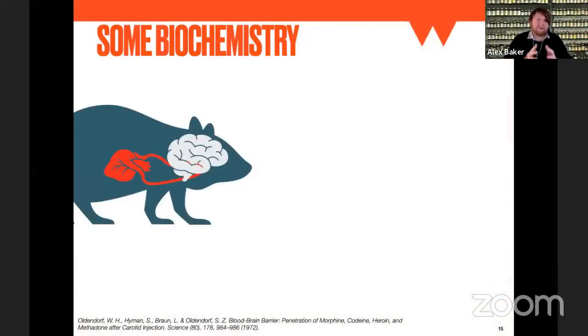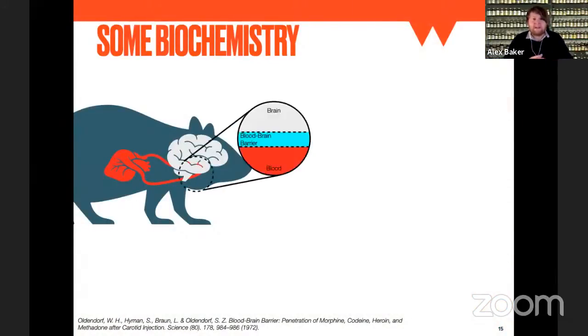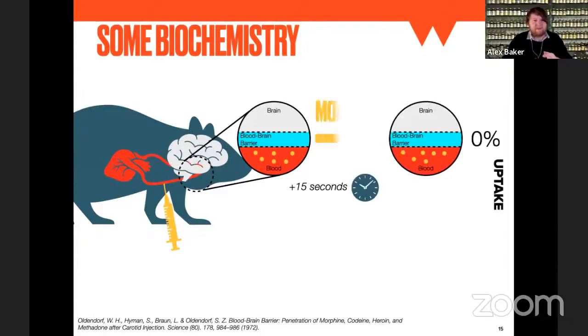Well, there was an experiment carried out in 1972, and it was carried out on rats. The experiment was set up to look at how easily opioids, morphine and heroin moved across the blood-brain barrier. Now, this is a very thin layer that separates your blood from your brain tissue. In this experiment, they took the rats and they injected some of them with morphine. Then after 15 seconds, they decapitated the rats and looked at the amount of morphine on either side of the blood-brain barrier.